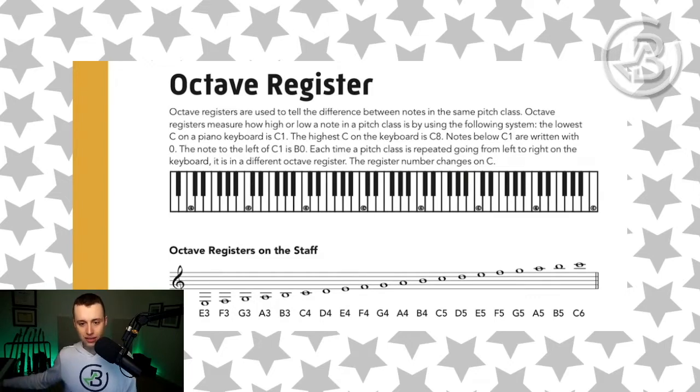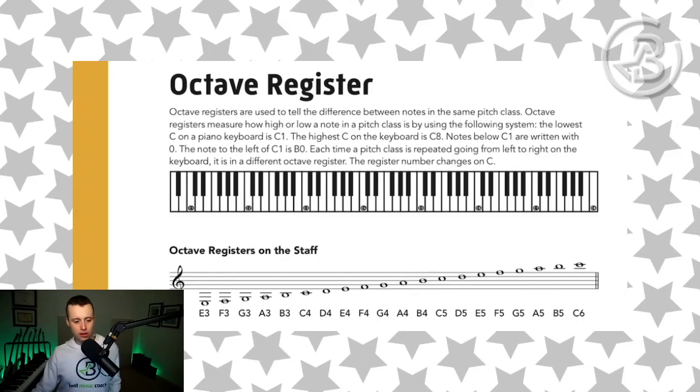Each pitch class from left to right changes on C. So here is C1. Here's C2, C3, C4, C5, C6, C7, and finally C8. You can hear that all those notes have this similar quality to them, even though they're low and high. So we have C1 through C8.